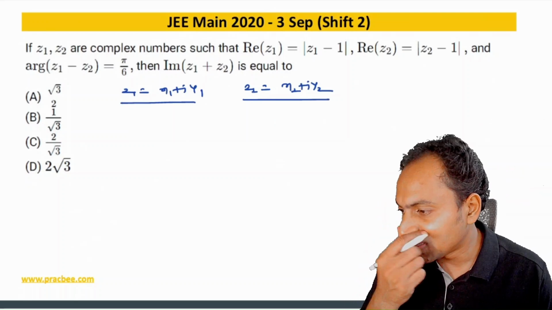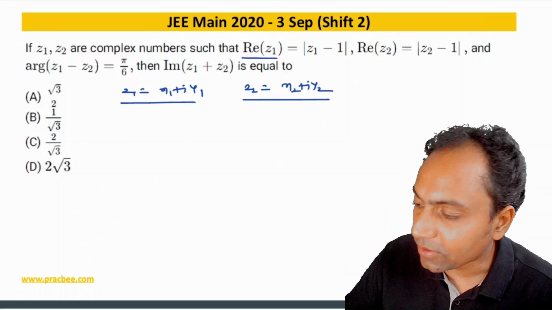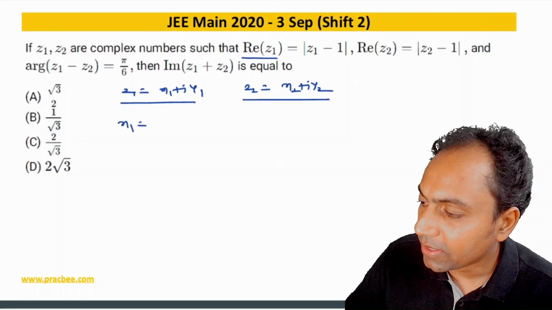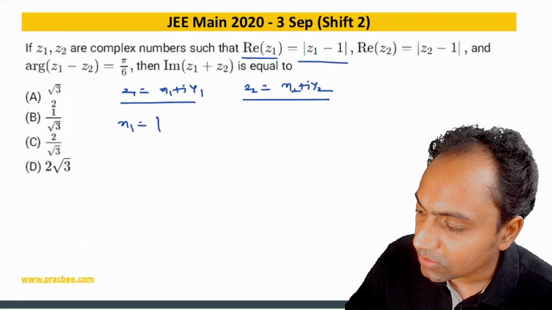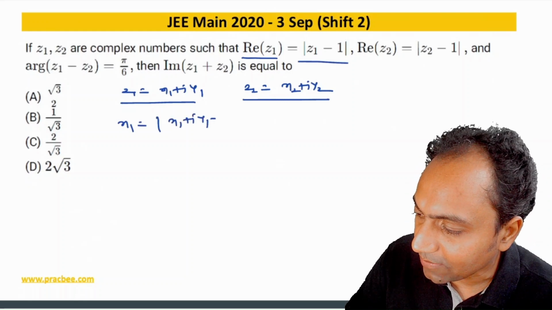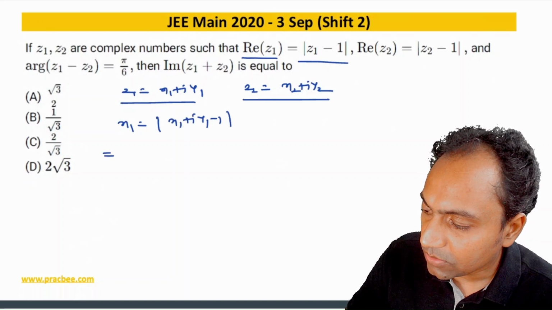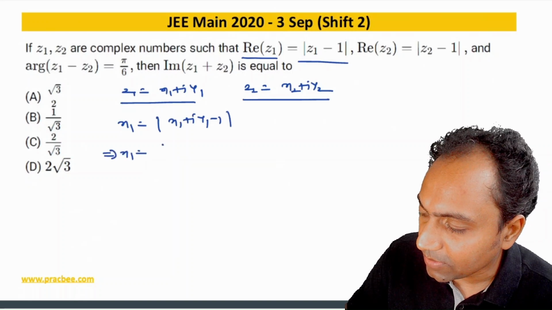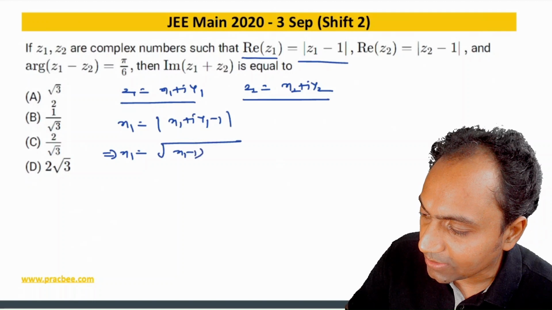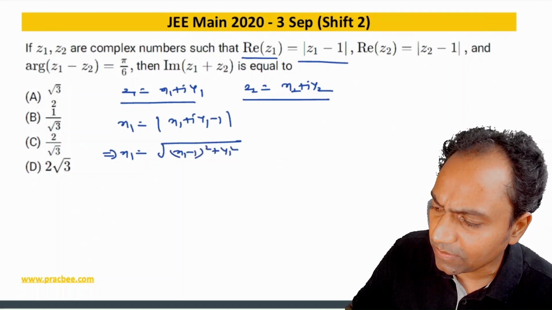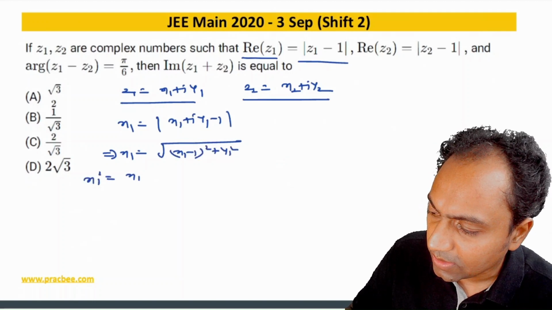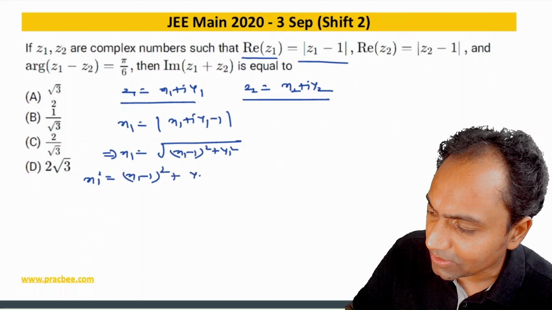So now what this question is saying is, if you find real part of z1, that is nothing but x1, it would be equal to mod of z1 minus 1. So if I write it, is it x1 plus iy1 minus 1. So if I write x1, it is nothing but root of (x1 minus 1) whole square plus y1 square. And if I square it, it becomes x1 square is equal to (x1 minus 1) whole square plus y1 square.